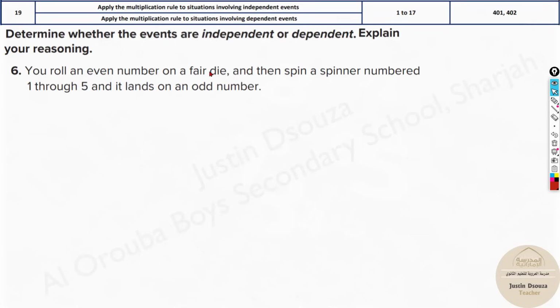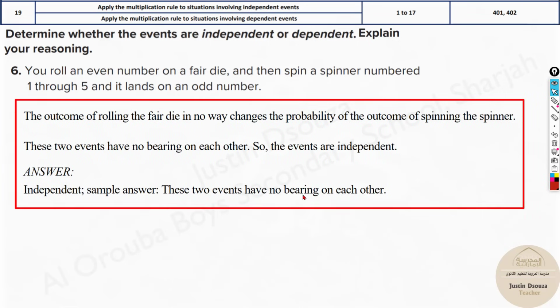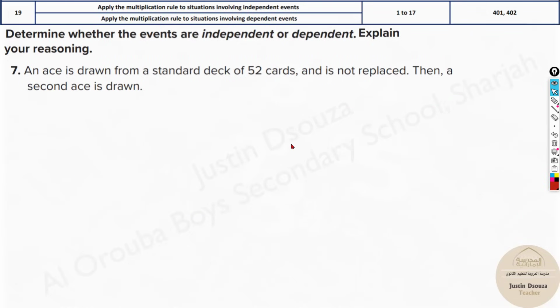Are these both at all related? No, the die is something separate, the spinner is something separate. These probabilities are just not affected, right? So this is independent. These are independent events because the two events have no bearing on each other. That means they are not affecting each other. Now, what about this one?